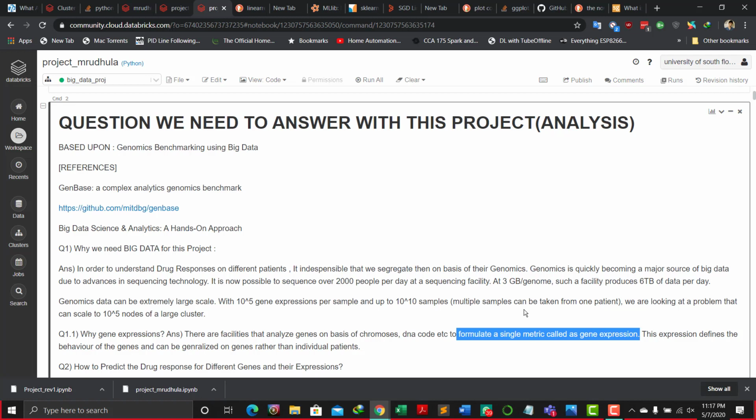But the issue is that these facilities generate a huge amount of data. It can be almost 3 GB per genome, and if you take into consideration how many genomes are processed in a day, it can be more than 6 GB of data per day, which is huge, and it of course requires big data. So we are just working on a small quotient of this genome benchmarking project. All we are trying to do is predict the drug response based on genes.